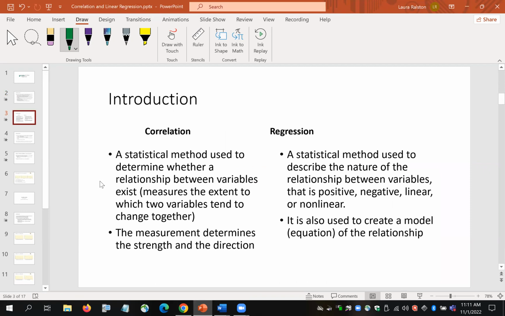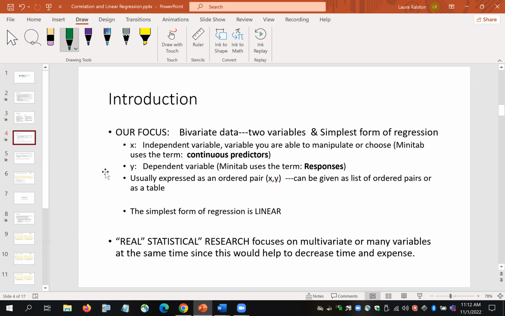is on the PowerPoint, and we'll get to this a little bit later, but I mentioned that correlation determines if the relationship exists. We're going to create or calculate what is called a correlation coefficient, which is a measurement of the strength and the direction of the relationship. And again, then the regression lets us create a model of the relationship. So again, we just kind of walked through that, but it's on the PowerPoint.